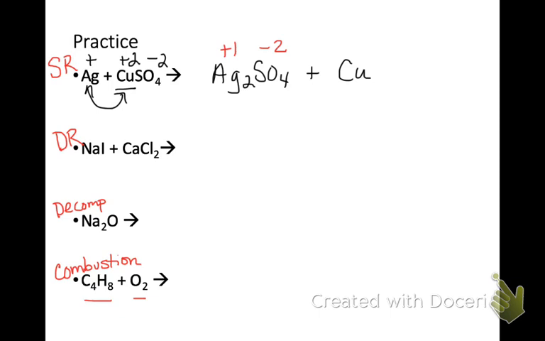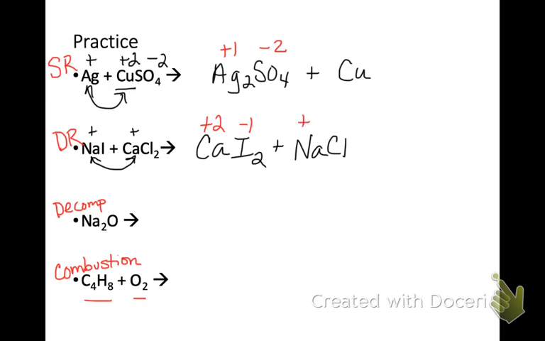Our second problem is a double replacement. We're going to go ahead and switch our 2 positive ions. Calcium will partner up with iodine, and sodium will partner up with chlorine. And then we want to look at our charges. So calcium has a +2 charge, iodine is a -1 charge. In order for that to become a neutral compound, I crisscross my charges and I have CaI2. Sodium has a +1 charge, chlorine has a -1 charge, so that compound, sodium chloride, is already neutral.